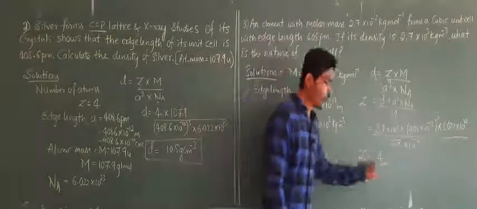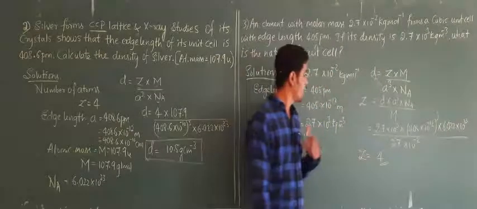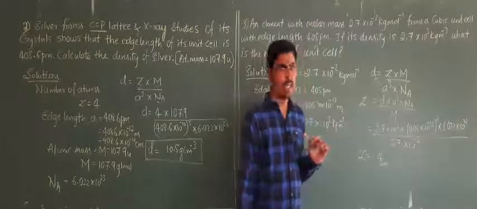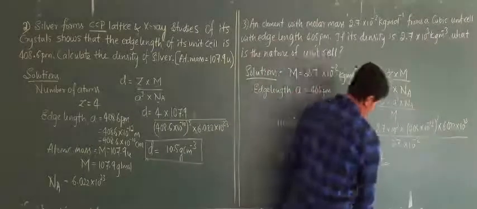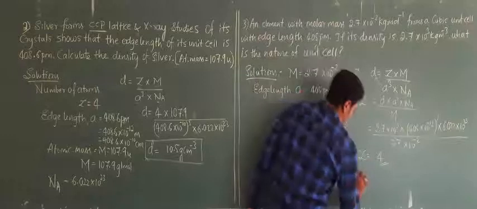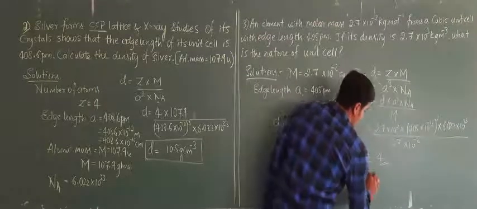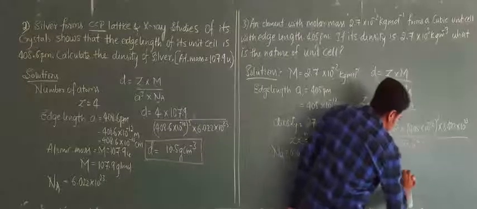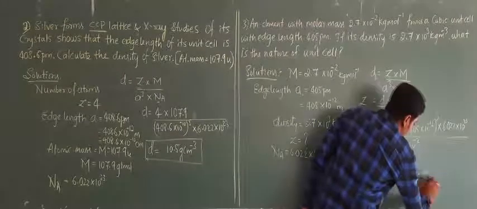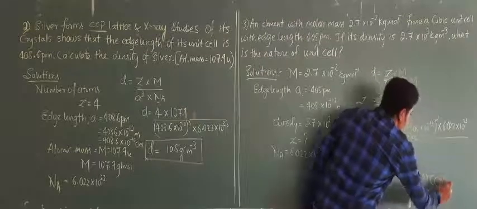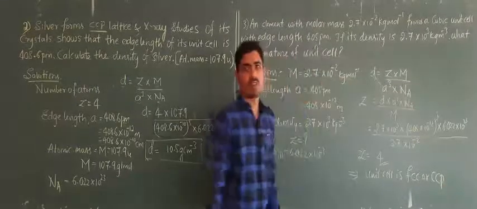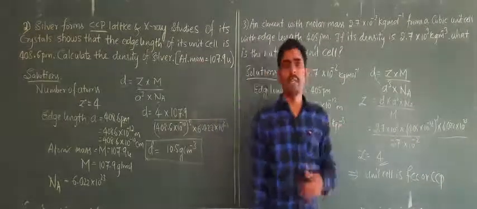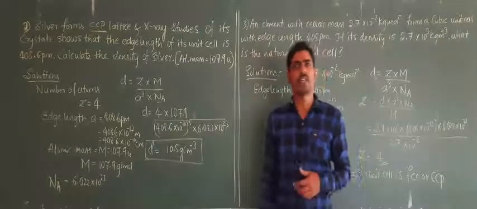Z is equal to 4 means which type of unit cell it is? It is FCC or CCP lattice. Therefore, it implies the unit cell is FCC or CCP. Okay. So these are some problems based on the density of the unit cell.